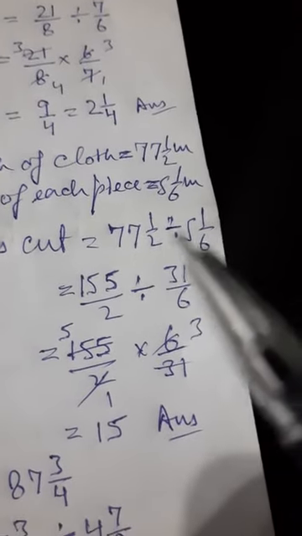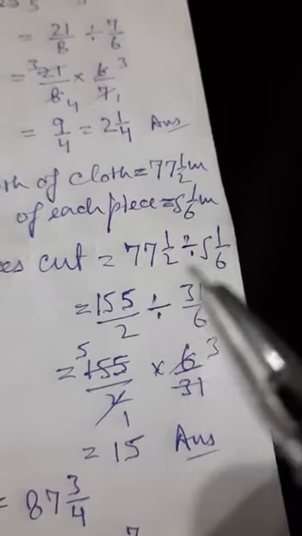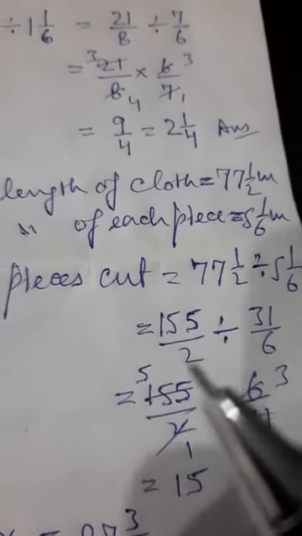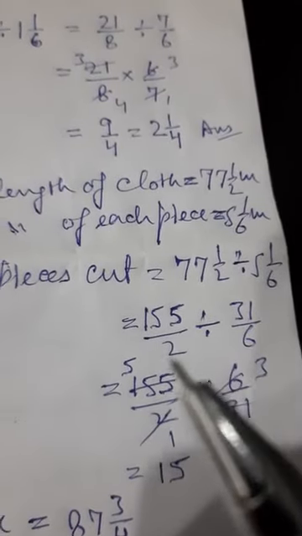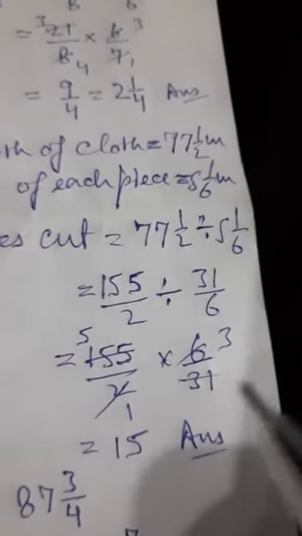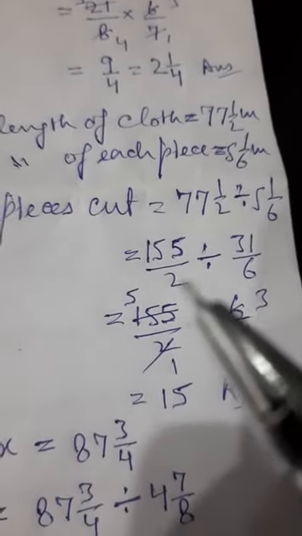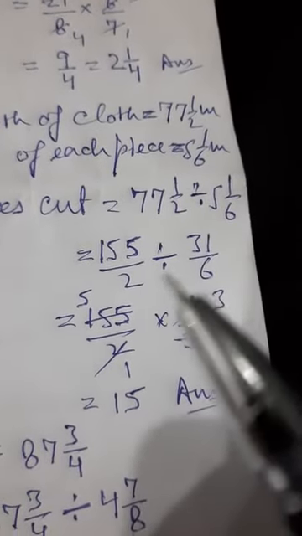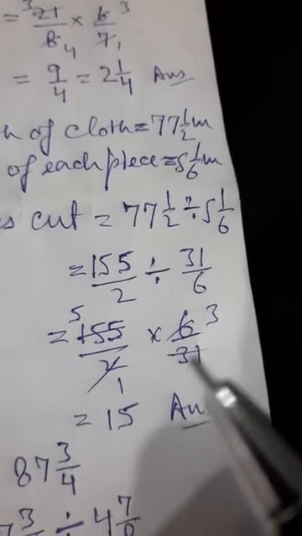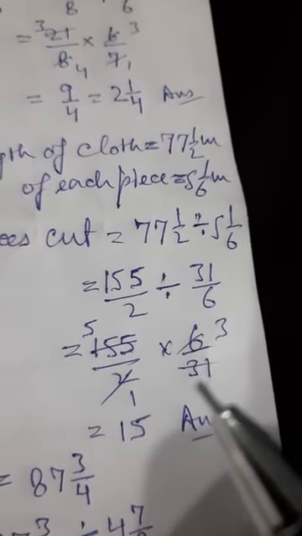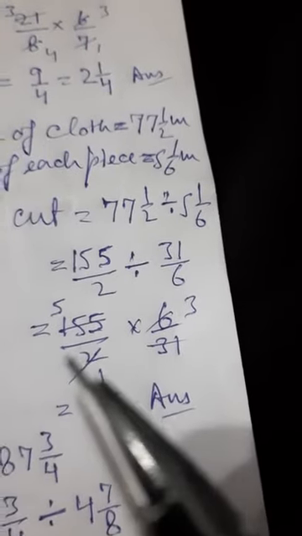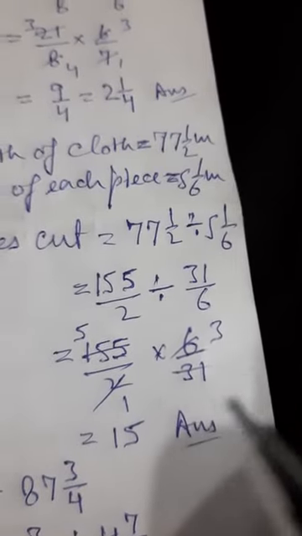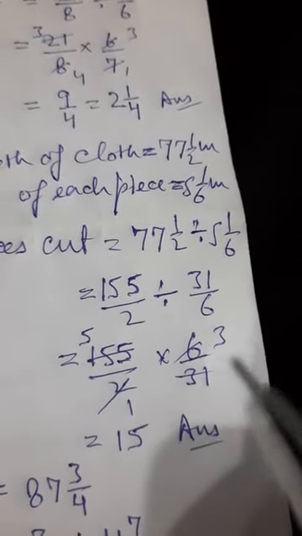Now here it is division of fractions and both are mixed fractions. We'll convert into simple fractions. So this comes 155 by 2 and this comes 31 upon 6. So now this is the numerator, we'll write as it is. Division we'll write as multiplication, and this gets reciprocated. So 6 upon 31. We'll simplify 2 with 6. 2 3s are 6. Now this 31 is a prime number.